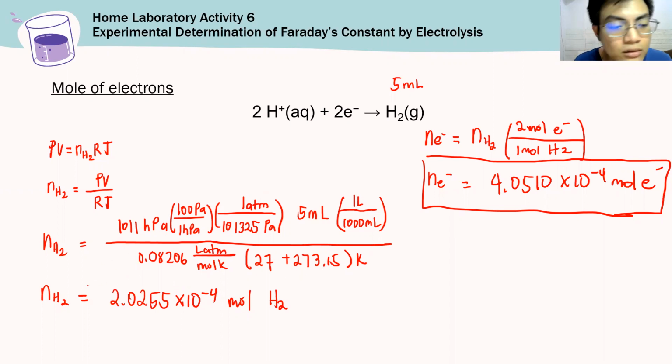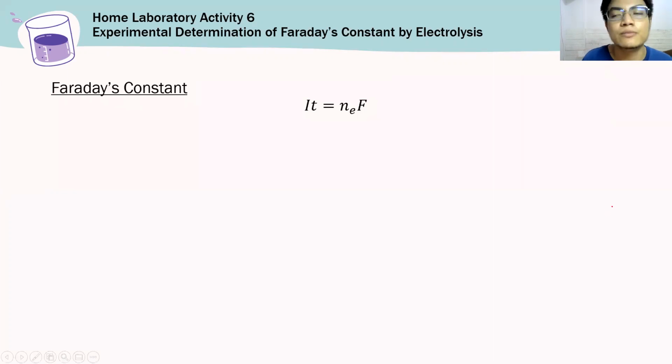And once you get the moles of the hydrogen gas, you have to convert it into moles of electron because remember in our equation earlier, if you can still recall, the equation is IT equals NEF. So the charge is equal to current times the time. It is also equal to the mole of electron times the Faraday's constant. This is the mole of the electrons that we are pertaining to. Now we can proceed with the calculation for the Faraday's constant.